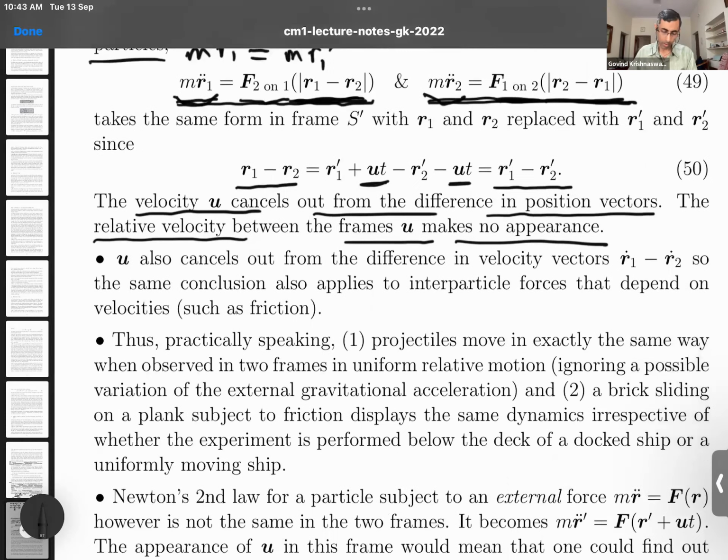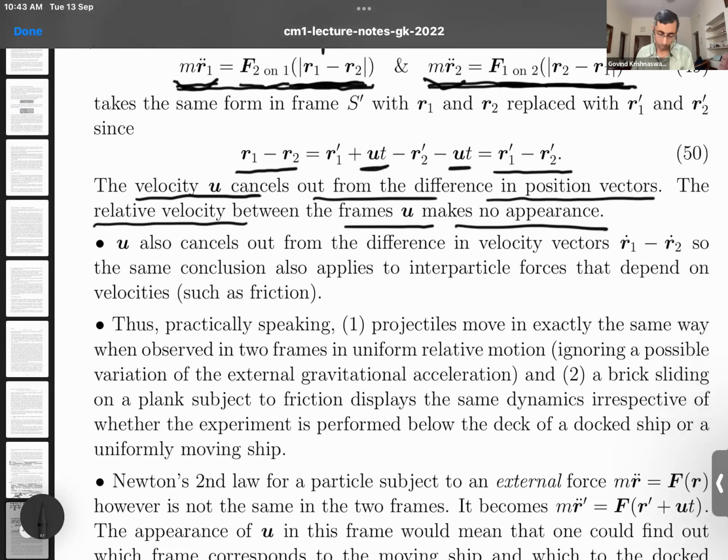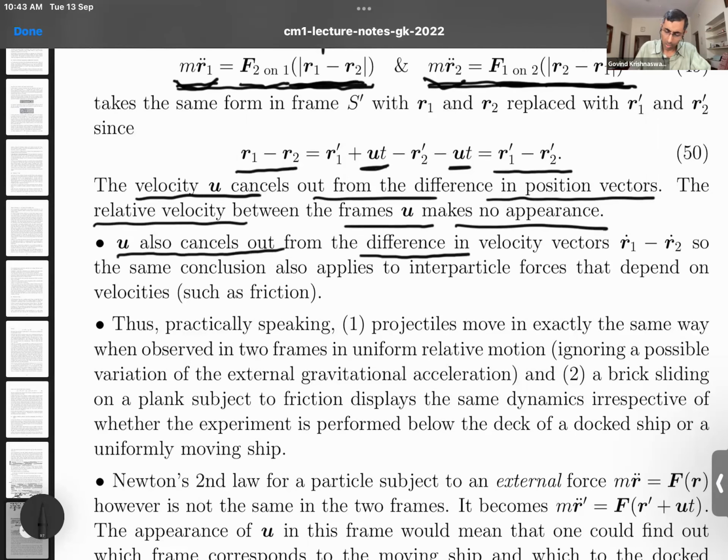But this argument goes back to Newton and Galileo. Of course, the notation was not available at that time, but the ideas were available. So u also cancels out from the difference in velocity vectors.